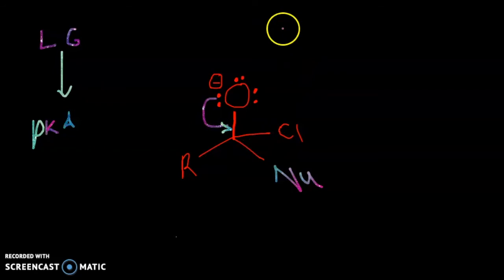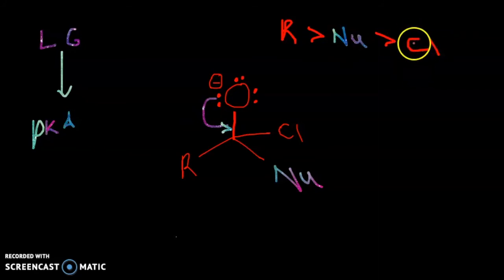If we ranked our groups here, we would find that our carbon group, or our R group, has a higher pKa than our nucleophile, if we're assuming it's less than our R group. And last but not least, our chlorine has the lowest pKa. So because we have the lower pKa here and the higher pKa here, which group wants to get kicked off? If you said the chlorine atom, you'd be correct.